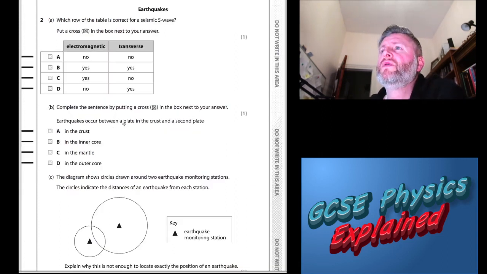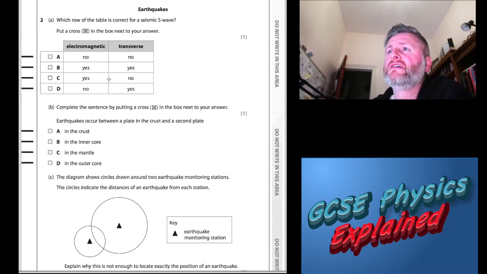Question 2. A. Which row of the table is correct for a seismic S wave? Put a cross in the box next to your answer. Is a seismic S wave electromagnetic? No. So it's either A or D is correct. Is it transverse? Yes it is. So the answer is D.